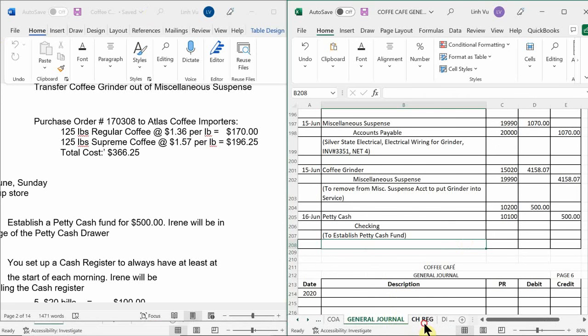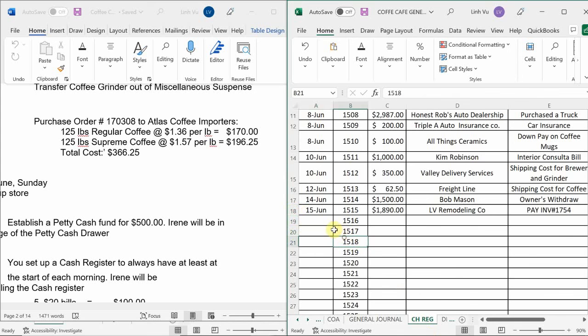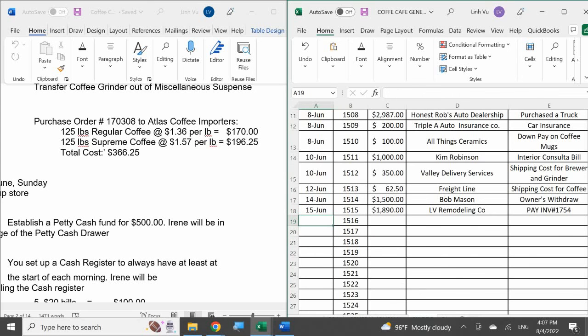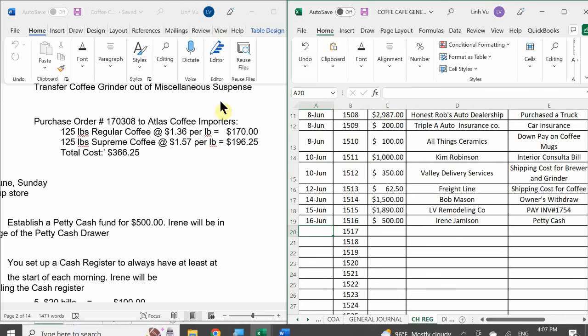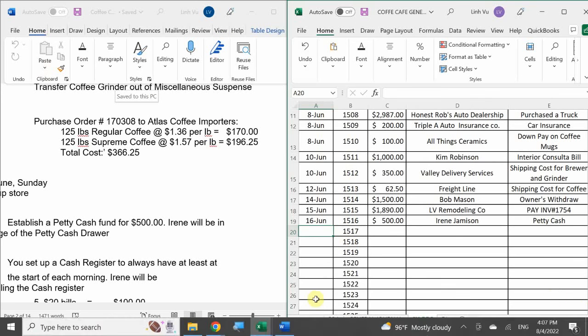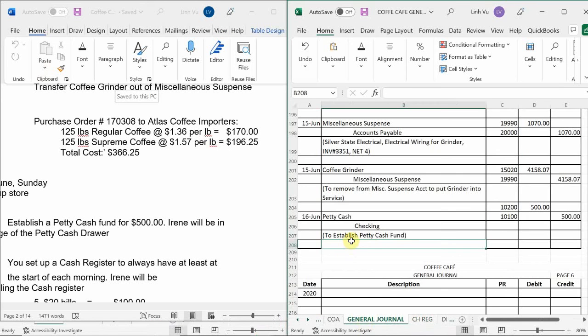So I got to write a check to the petty cash fund, well, to her, okay? Because she's going to be responsible for that. So $500 to who? Irene, I don't know her last name. Jameson. Okay, good old Irene. And for, to establish petty cash fund. So it's 1516. Go back to general journal and put in the notes, check 1516.